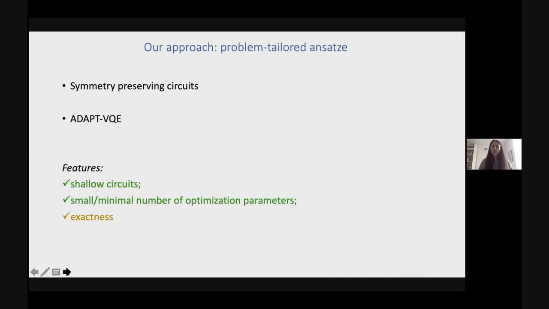So our approach is to create problem-tailored ansätze, and I'll discuss two approaches we have. One is imposing symmetries, and the other one is an algorithm we call adaptive VQE. So the features we're going for is we would like to have as shallow a circuit as possible. We don't want to overdo it with classical optimization parameters, and we'd like, of course, our ansatz to contain the exact solution.